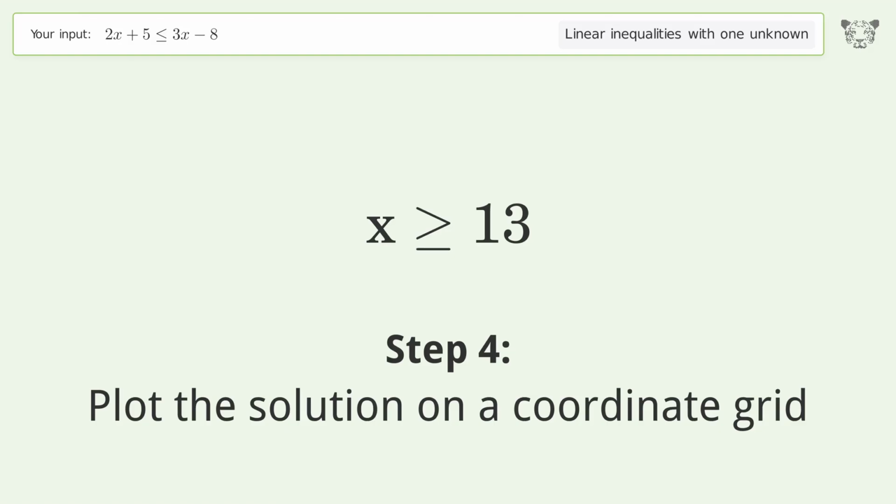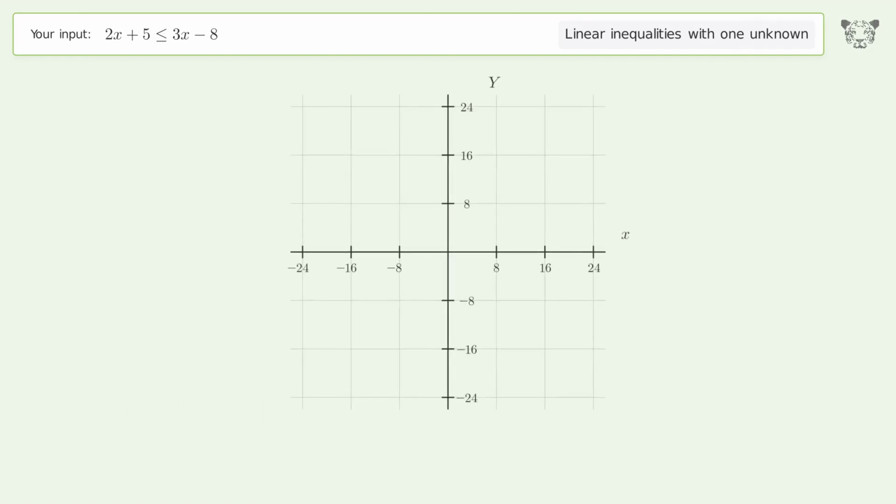Plot the solution on a coordinate grid. And so the final result is x equal or greater than 13.